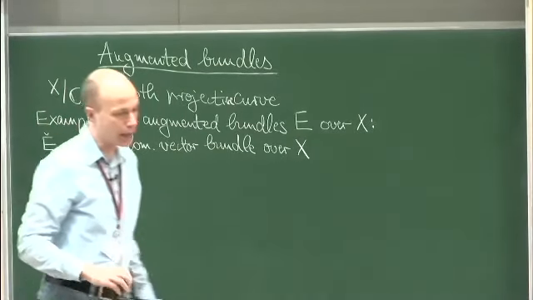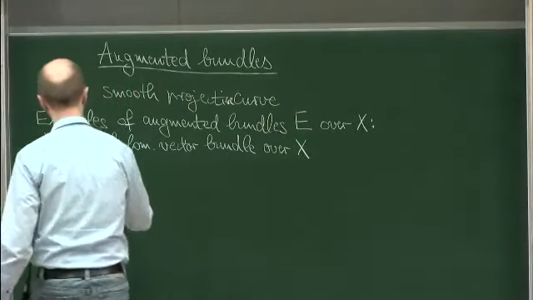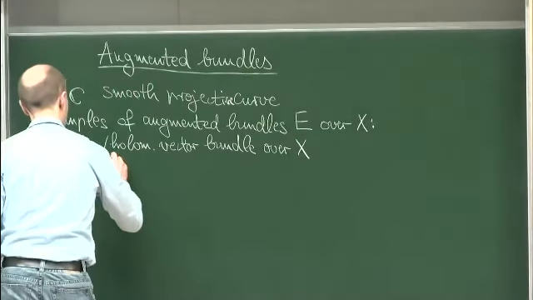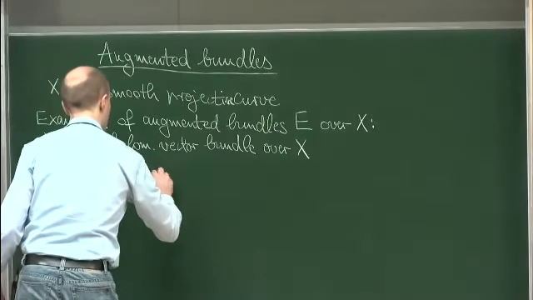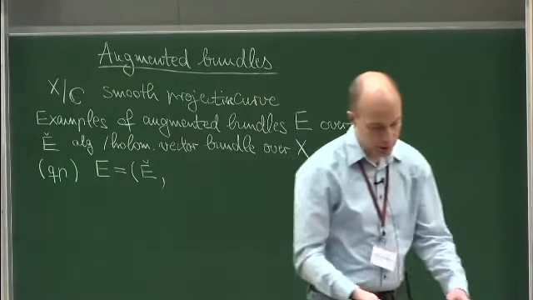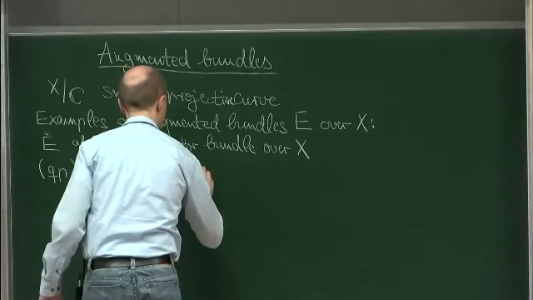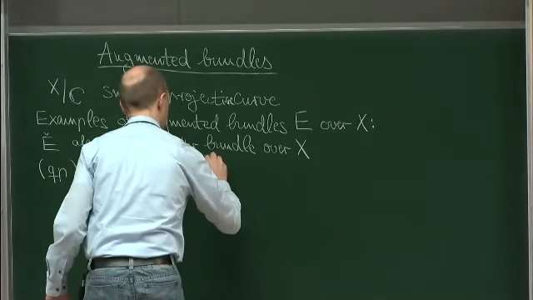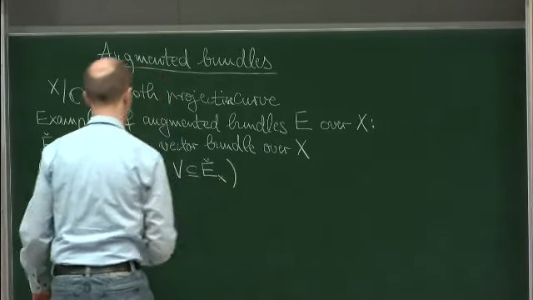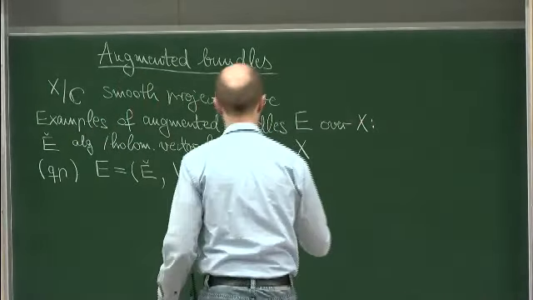there are the quasi-parabolic bundles, which are a pair consisting of an underlying vector bundle and a vector subspace in one fiber of that vector bundle. So such a pair is called a quasi-parabolic bundle.